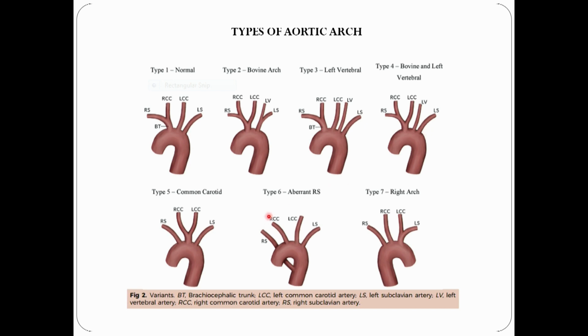Type 5 is a common carotid type. That is, the first branch coming is the right subclavian artery, followed by a common origin of right and left common carotid arteries, and the last one is the left subclavian artery.